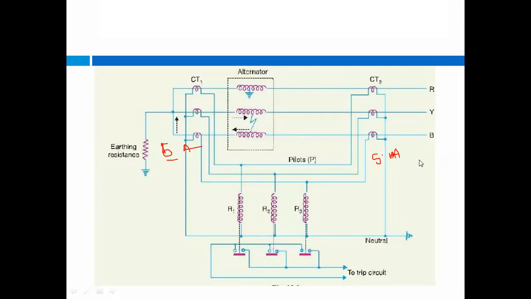After that, next point is the unbalanced protection of alternator, but we'll see that point in the next lecture because time is less now. Again, a few points are remaining, so we'll see that in the next lecture.